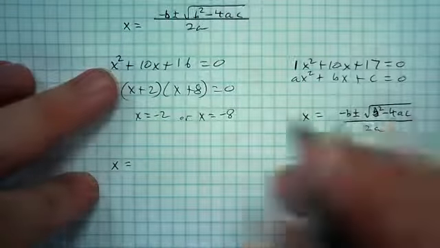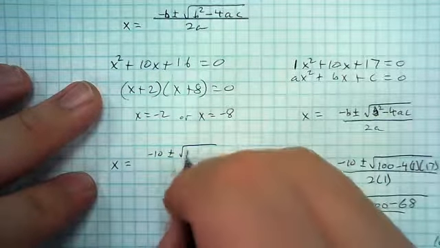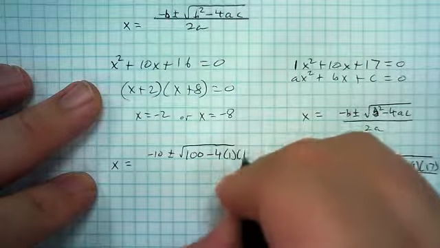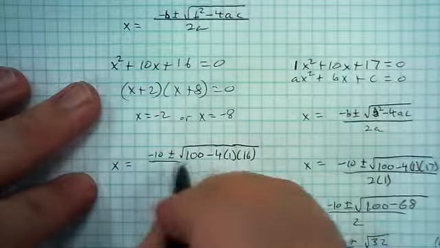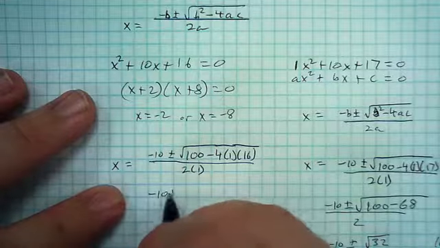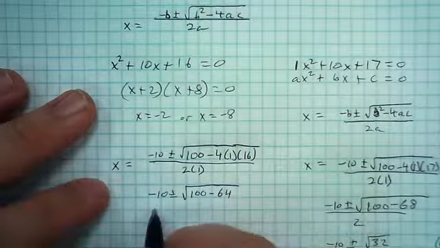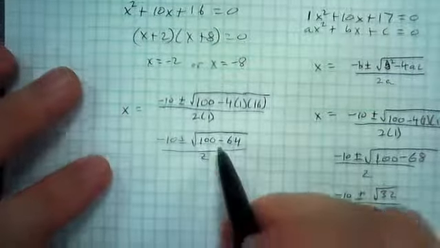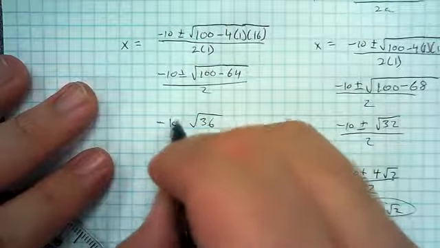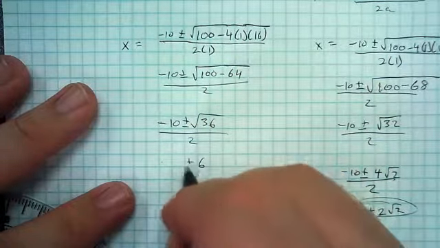In this case, the opposite of b would be -10 plus or minus the square root. B squared is 100, minus 4 times 1 times 16 instead of 17, although a is still the same. So that's -10 plus or minus the square root of 100 minus 4 times 16, which is 64. Notice 100 minus 64 is 36. So that gives me the square root of 36, which is 6.